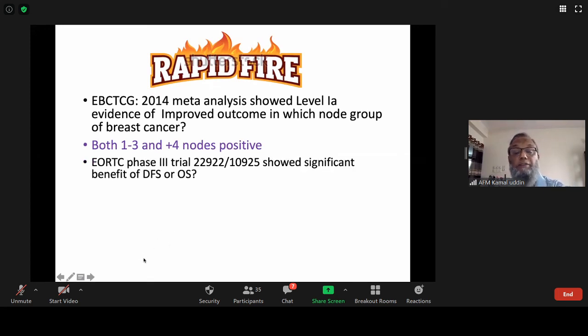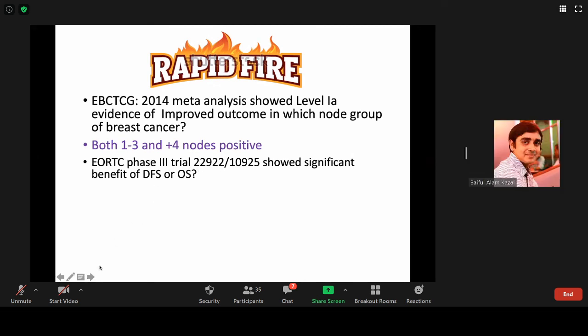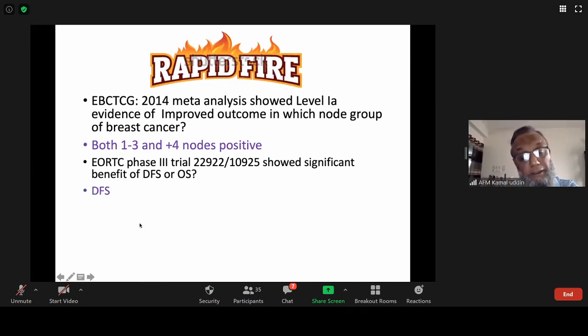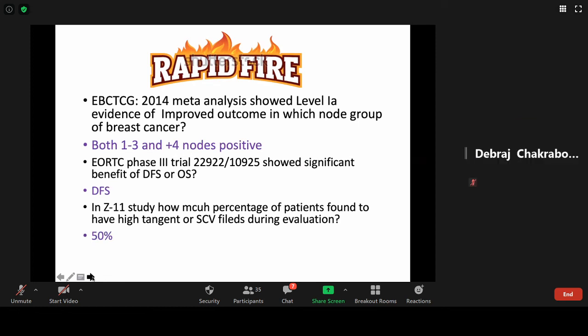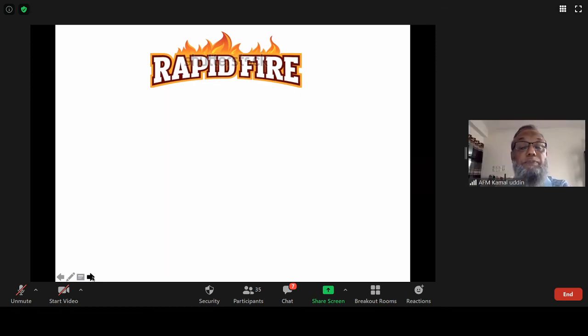This EORTC phase 3 trial showed significant benefit in DFS or OS? Sir, DFS. This is a newer trial. Sir, DFS, disease-free survival. Yes, it is. They have shown the DFS benefit. In the Z1 study, what percentage of patients were found to have a high tangent or supraclavicular field during evaluation? We had discussed it. That was the big caveat in the Z1 study, that 50% of the field patients had a high tangent or supraclavicular field.